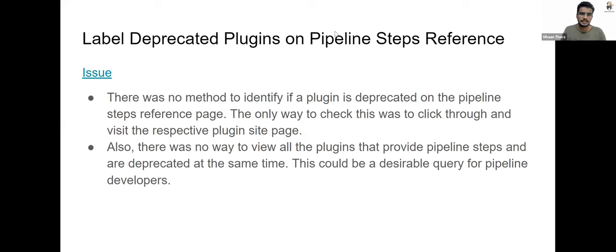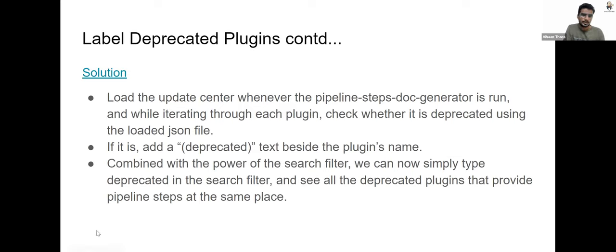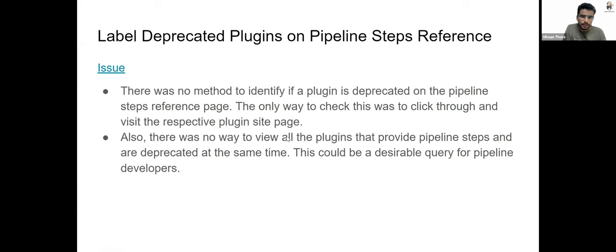And before that, there was a small change in which we had to label the deprecated plugins on the Python steps reference page. And this was done because earlier, there was no way to identify if a plugin that provides a pipeline step is itself deprecated or not. For example, you want to use that step, and then after that, you realize the plugin is deprecated. That won't be very useful for the user. And the only way to know if the plugin was deprecated was using the plugin site, clicking through to the page of that plugin and seeing if it's deprecated or not. So I thought that maybe the query of seeing the list of all deprecated plugins that provide pipeline steps could be helpful for other pipeline developers.